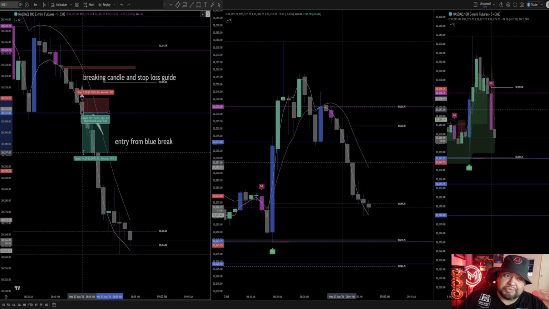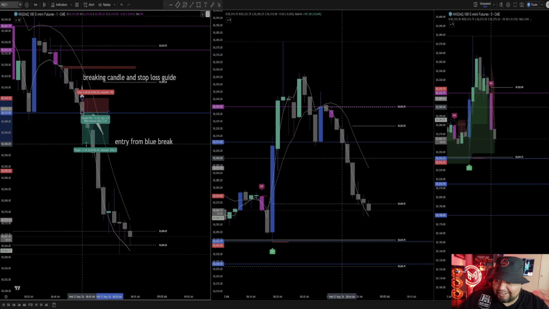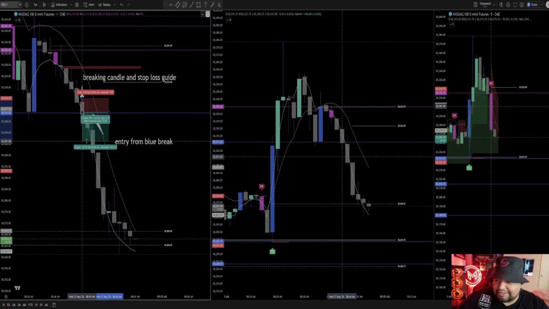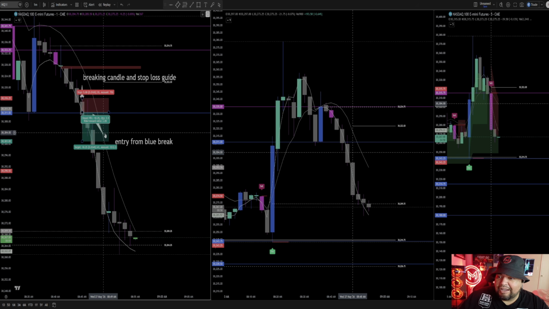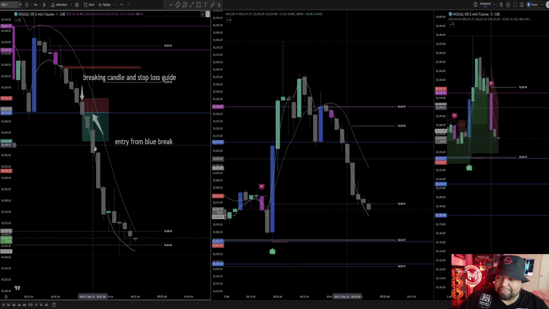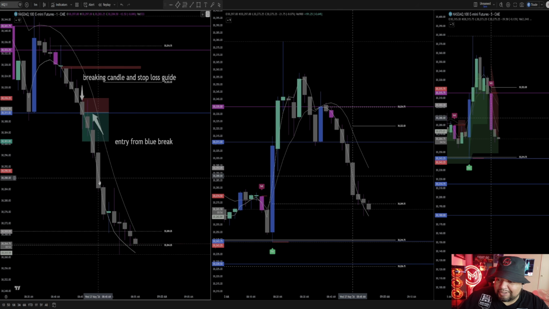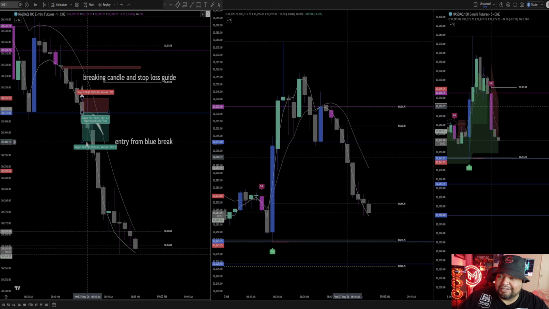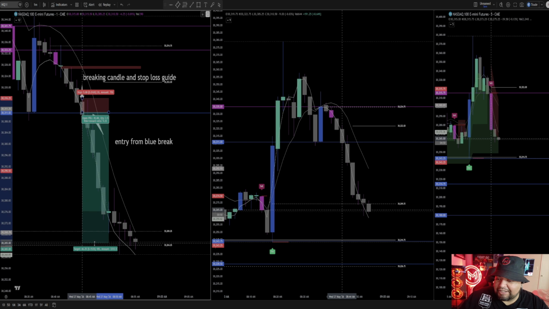But again, this is risking 5 points. So I'm looking for 10 points first, right? 10 points first. So I would have gotten my 10 points right around here. And then the runner, obviously the 10 point just bled through. So you'd be running really, really good on that runner right now. And it just so happens to continue to go back all the way down to the levels.